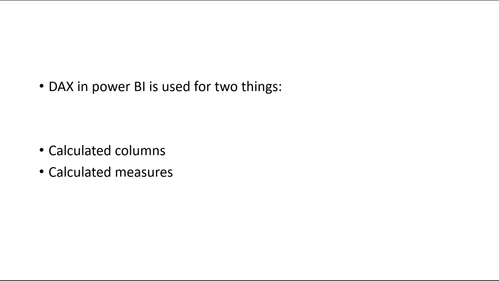There are two things in DAX which we really calculate or use. These are calculated columns and calculated measures. There are only two things around which all DAX expressions revolve.